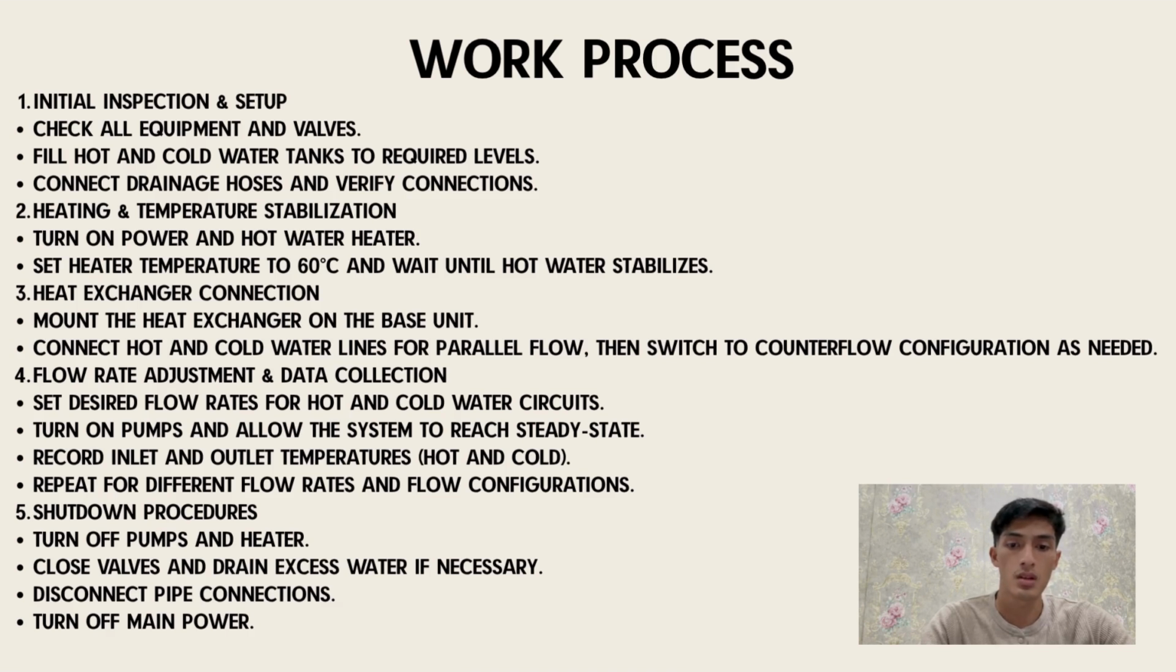4, flow rate adjustment and data collection. Set the desired flow rate for the hot and cold water circuits. Turn on the pump and allow the system to reach steady state. Record the inlet and outlet temperatures, hot and cold. Repeat for different flow rates and flow configurations. 5, shutdown procedure. Turn off the pump and heater. Close the valves and drain excess water if necessary. Disconnect the pipe connections. Turn off the main power.